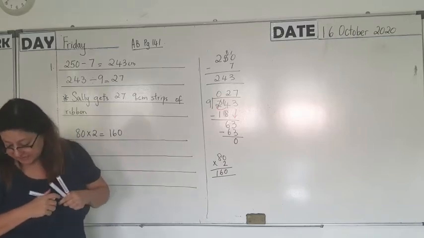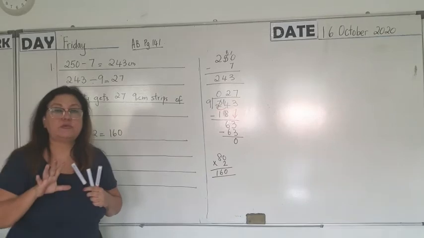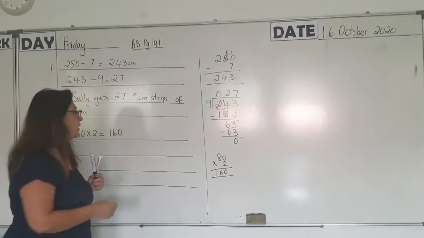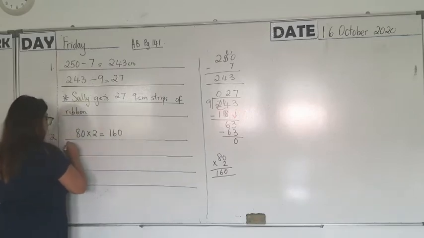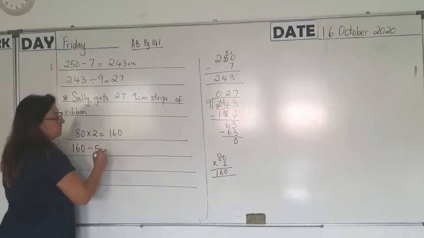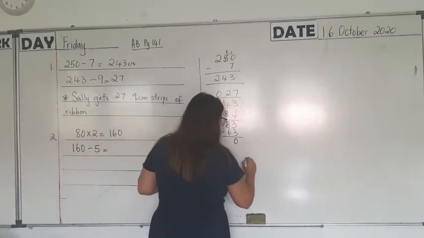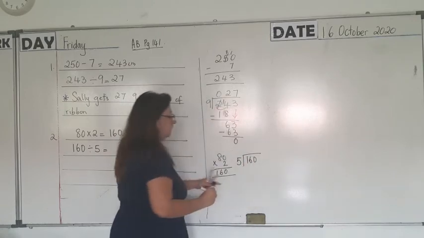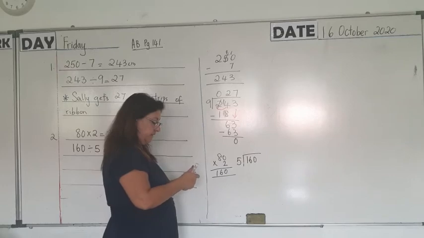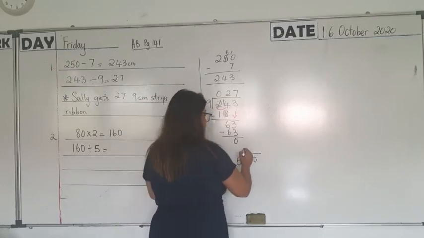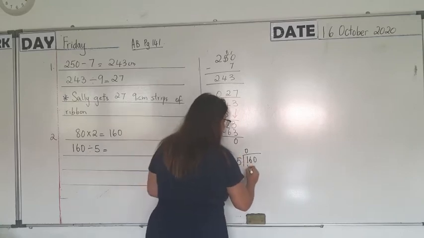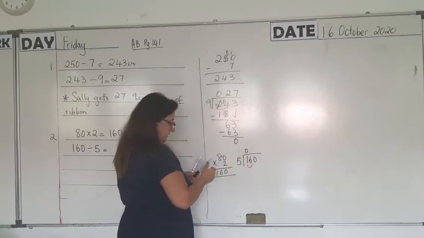So the total number of sweets that he had was 160. Then he gave each child, he gave 5 sweets to each child. So we need to find out how many children were there. So now we know the total number of sweets and we know he gave each child 5. So you divide by 5. So 160 divide by 5. Now 1 cannot be divided by 5. So you put a 0 and you join the 2 numbers, you get 16.